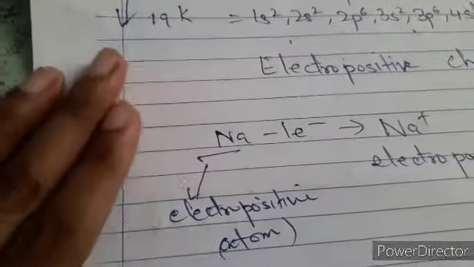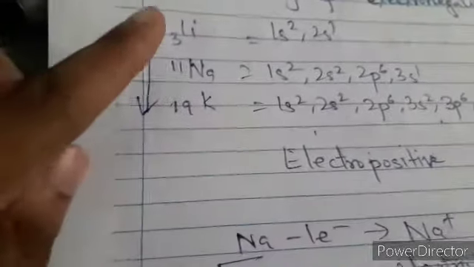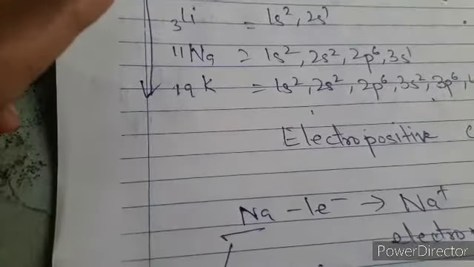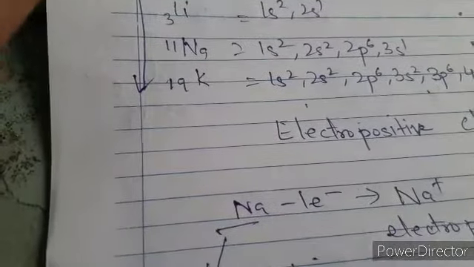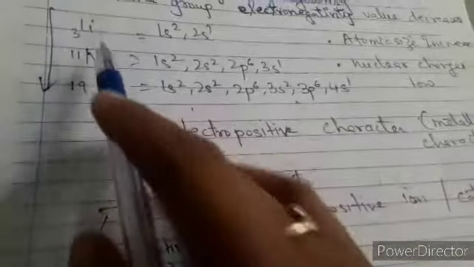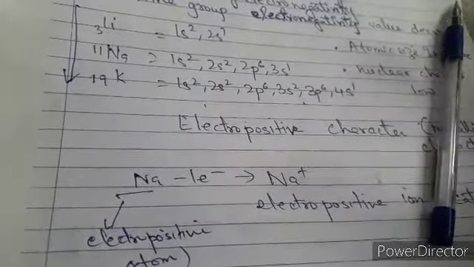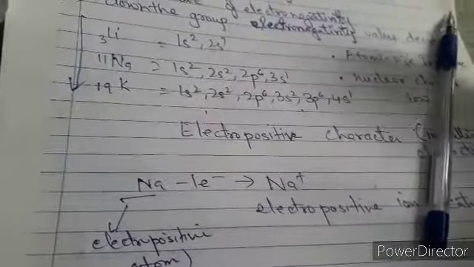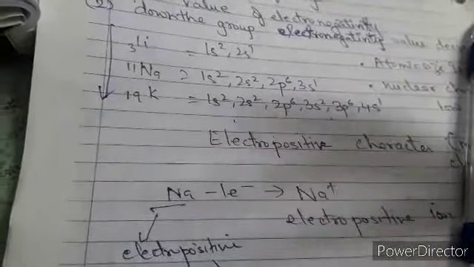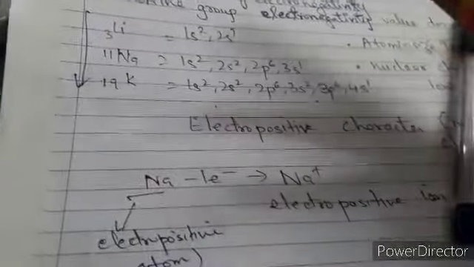Right now we are talking about the alkali metals in the group. The ionization energy of the alkali metals decreases down the group. When you move from top to bottom in a group, their electron-losing tendency increases. When you go from lithium down to cesium, they lose electrons more easily, the tendency increases, which means they are more electropositive.